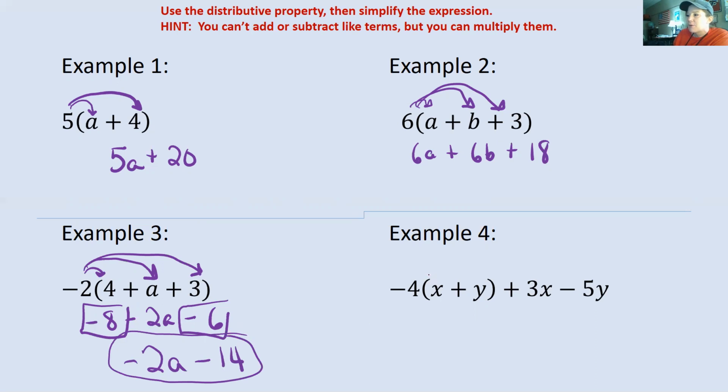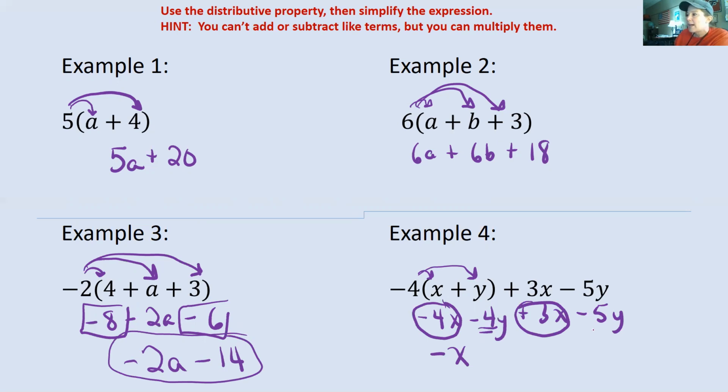All right, let's do number 4. Example 4, we're going to distribute that negative 4. So we have negative 4x minus 4y plus 3x minus 5y. Now we combine like terms. So negative 4x plus 3x is negative 1x, or negative x. And then negative 4y minus 5y is negative 9y. And that is our final answer.